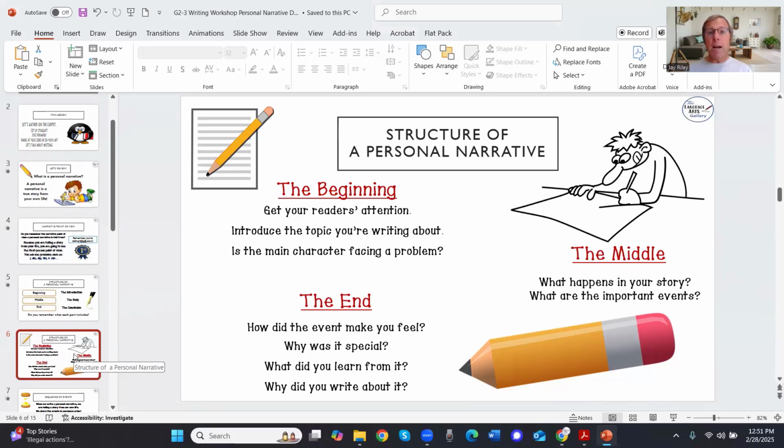In the middle of our essay is when we want to develop the plot. That's when we want to let our audience know what's actually happened. And to do that, we want to add good sequence words. And we're going to talk today about how we can do that. And finally, at the end of our story, we want to know, how did this experience make us feel? Why was it so special to us? And perhaps what did we learn from it? Or maybe why did we choose to write about this?